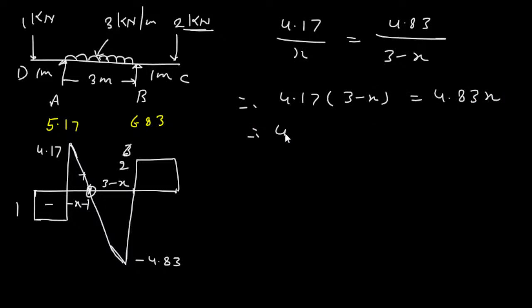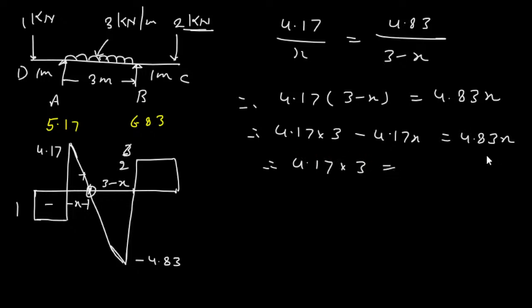Okay, so 4.17 into 3 minus 4.17x equal to 4.83x. So therefore 4.17 into 3 equal to 9x. So therefore the value of x is 4.17 times 3 divided by 9. It is 1.39. So at 1.39 meter from this point A, we have the maximum bending moment.